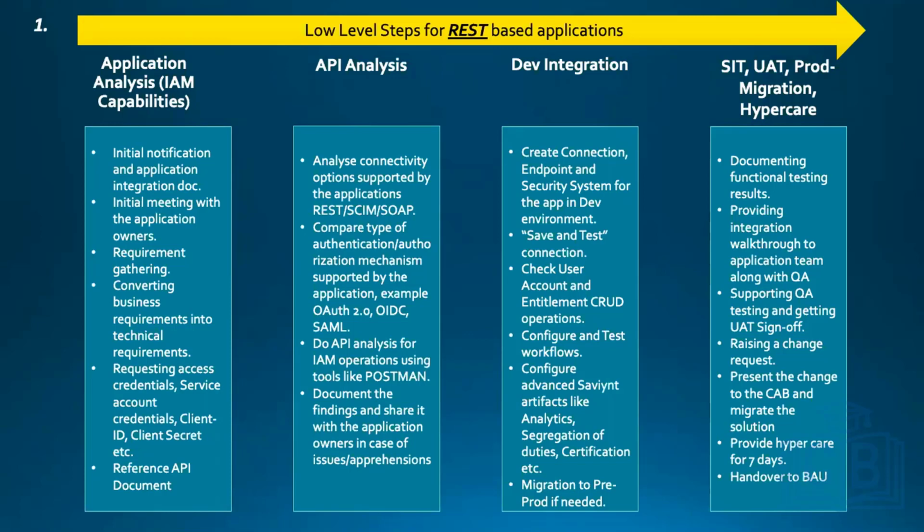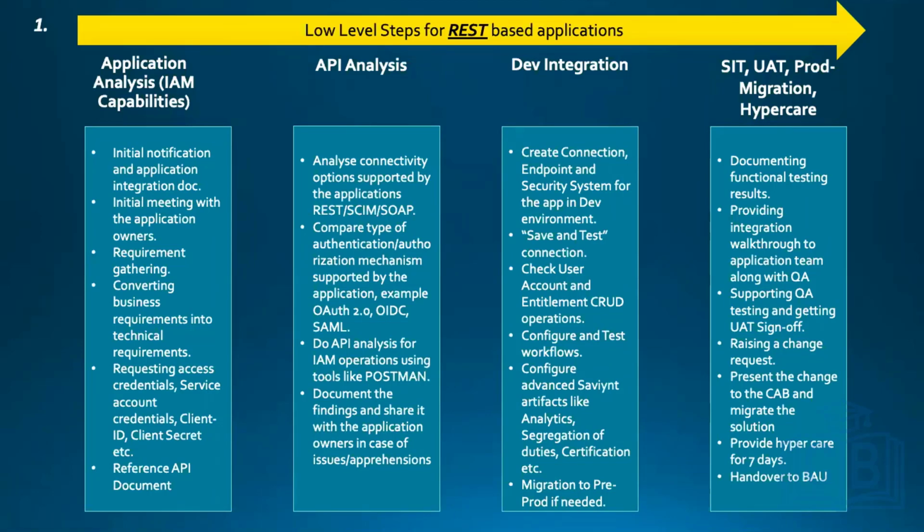SIT and UAT usually take place in your test environment, not in the dev environment. Dev environment is where you develop the integration. Test environment is where ideally it should get tested, both for SIT and UAT, and then you do something called smoke testing once this integration is migrated to the production environment.